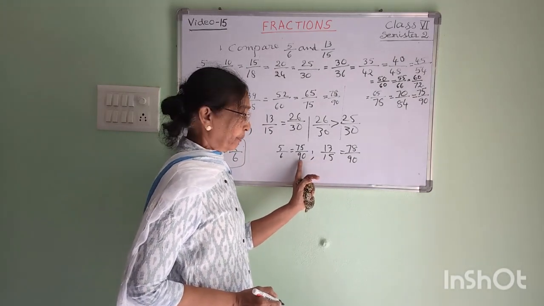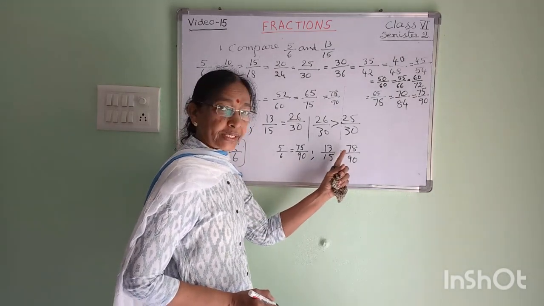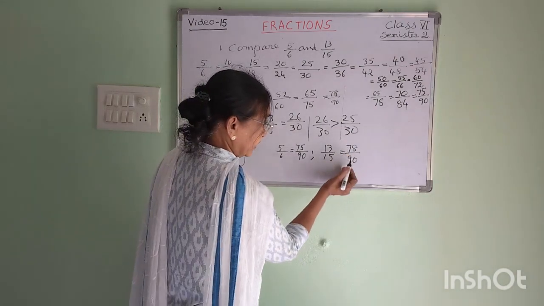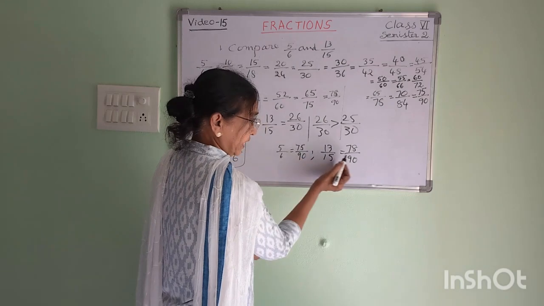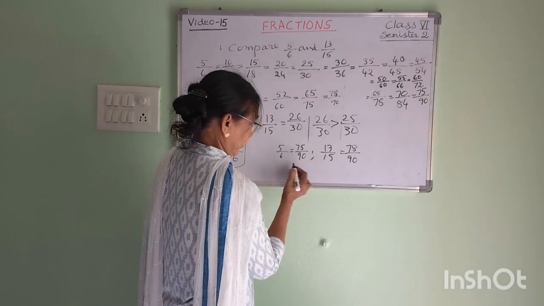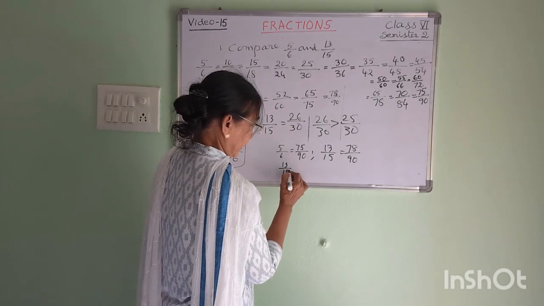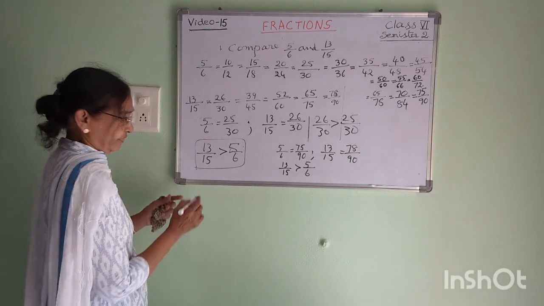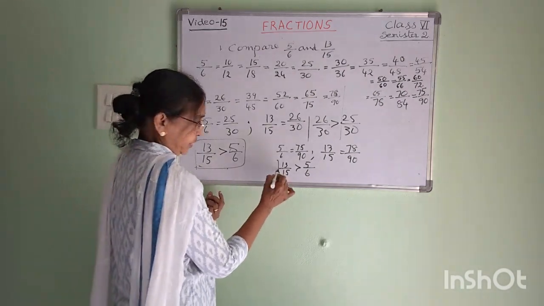So we can easily compare the fractions: the fraction whose numerator is greater is the greater fraction. Therefore 78 by 90 is greater than 75 by 90. That means 13 by 15 is greater than 5 by 6. The same answer, so it is also correct.